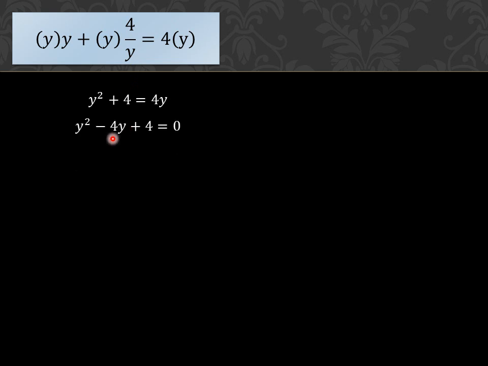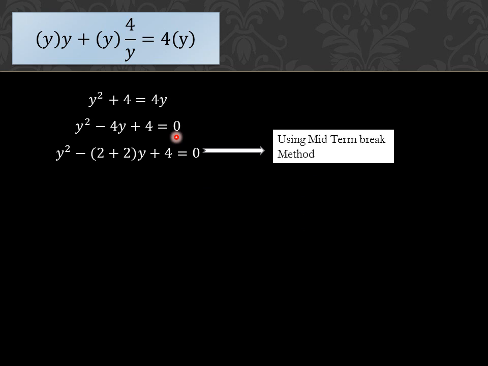Y squared minus 4y plus 4 equals 0. What is the next step? Yes, the next step is to break the middle term. We have to get 4 after multiplication and 4 after addition or subtraction. So the only digits are 2 and 2. We get 4 after multiplication and 2 plus 2 is 4. Now we will open the brackets. After opening the brackets, we have y squared minus 2y minus 2y plus 4 equals 0.